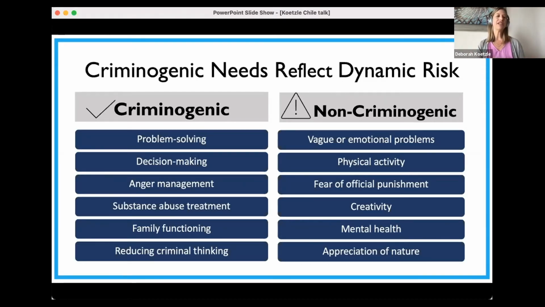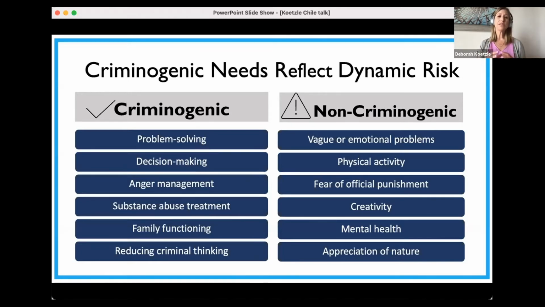But non-criminogenic needs are factors that might be important, right? If someone is struggling with mental health, if they have depression or anxiety, those are important things to be considering and to be addressing.